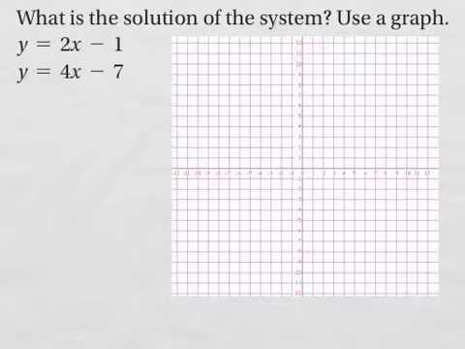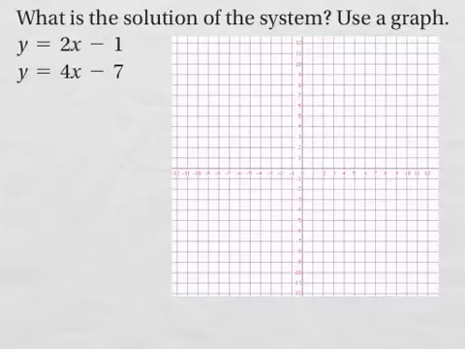This first example says, what is the solution of the system? Use a graph. So they give us the two equations, y equals 2x minus 1 and y equals 4x minus 7. Both of these equations, it's very nice, they're both in slope-intercept form.